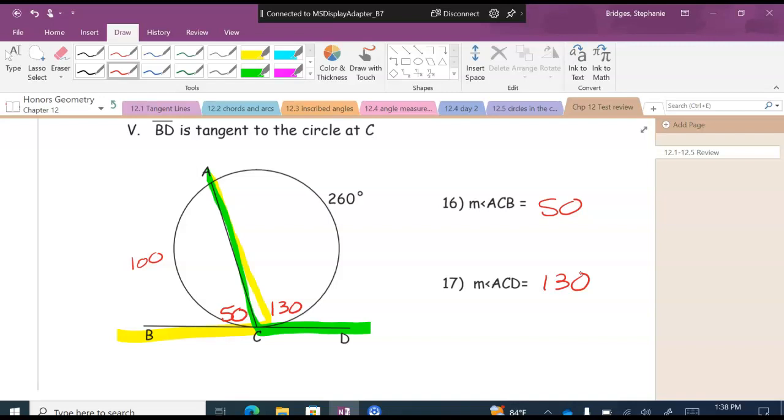Chapter 12? 12.3 or 4, I can't remember exactly. Everybody good?